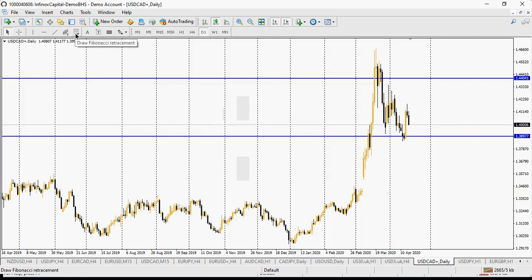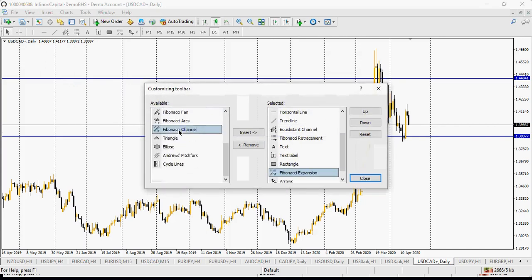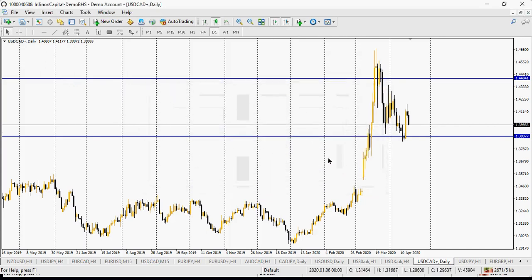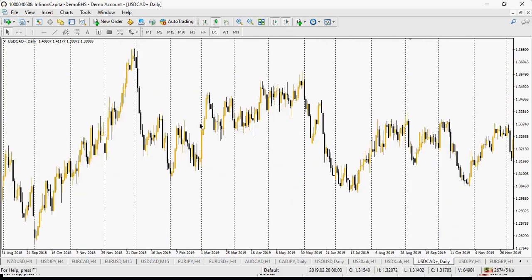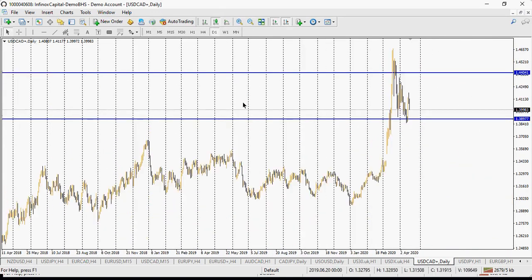Fibonacci extension by default is not here. You have to add it. So you right click on customize, then you see Fibonacci expansion. Some people call it extension. Fibonacci expansion tool. Fibonacci expansion is for that take profit level that I was showing you. It actually helps you to look at possible take profit levels.